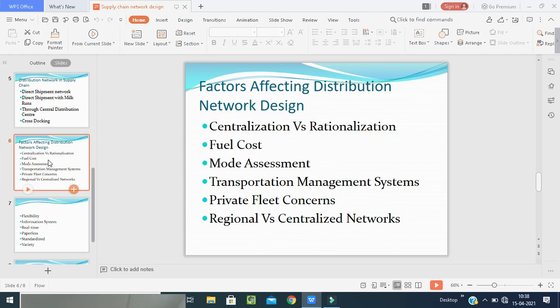Next one is mode assessment. That means assessing the mode depending on service requirements. It may be possible to move from less than truckload (LTL) services to parcel services for reduced freight cost. Depending on how the parcel is handled and how the freight charges work, the mode assessment will be done.